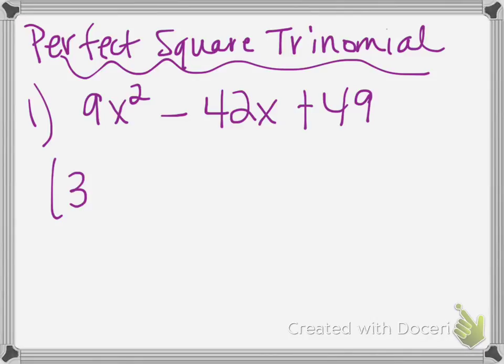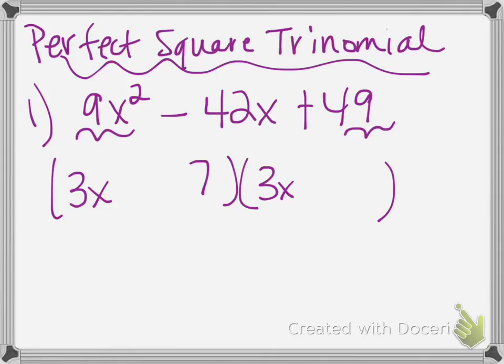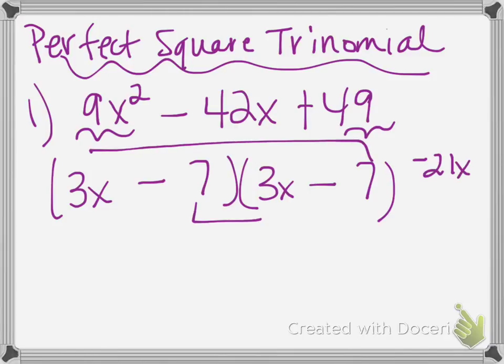So I'm going to go ahead and do trial and error. I'm going to start out with the 3x's for the 9x squared. For the 49, I know I could do 1 and 49 or 7 and 7. And so then I'll go ahead and do 7 and 7. Now because the 49 is positive and the 42x is negative, I know that both terms need to be negative. And then I can just double check: 3x times negative 7 is negative 21x. Negative 7 times negative 7 times 3x is also a negative 21x. And that gets me the negative 42x as my linear term, so I'm good to go.